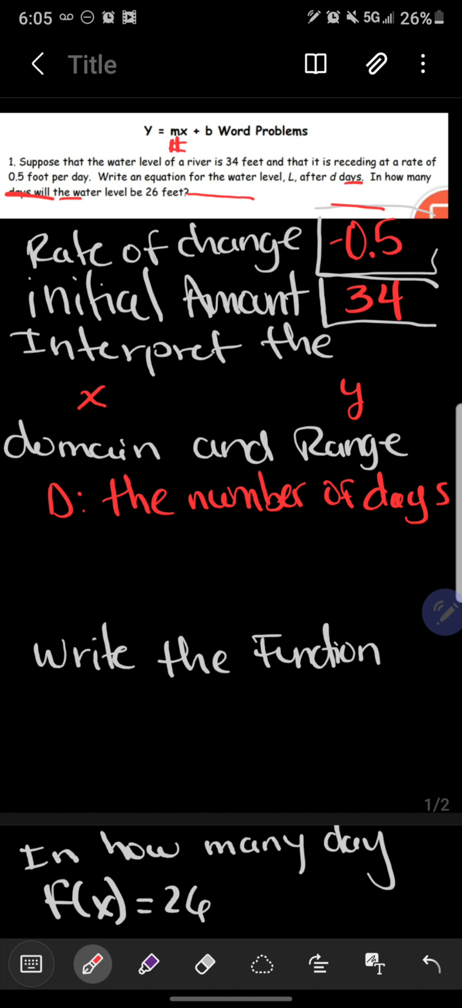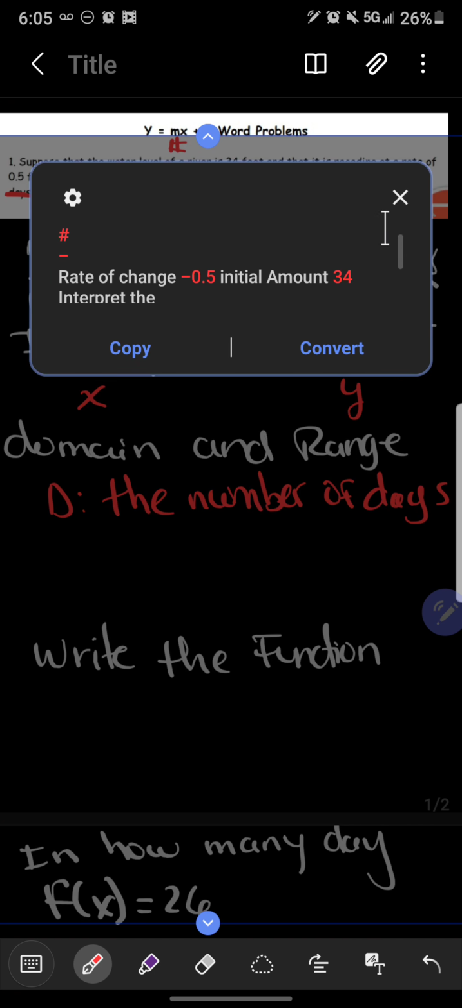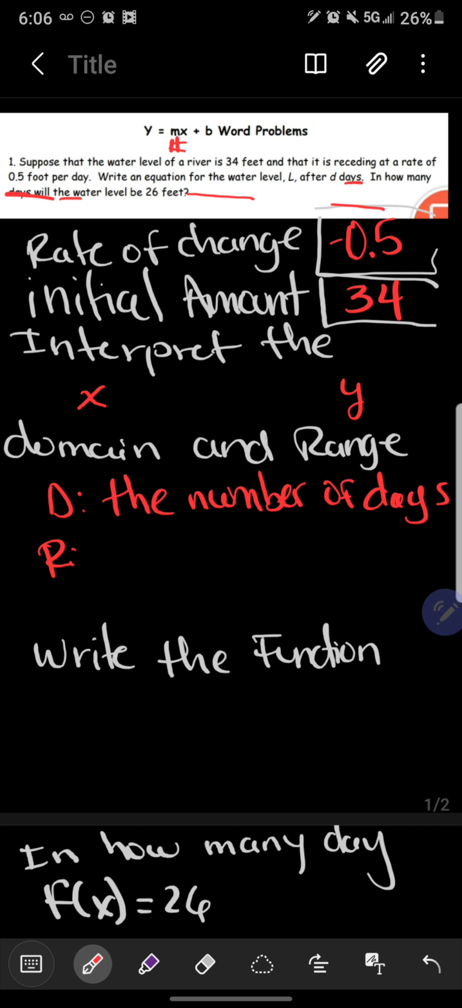Now the range. The range represents, if D is the days, then the level of water will be the range, okay? The output, the result. As the days pass by, the level of the river will be receding. So that will be the water level.